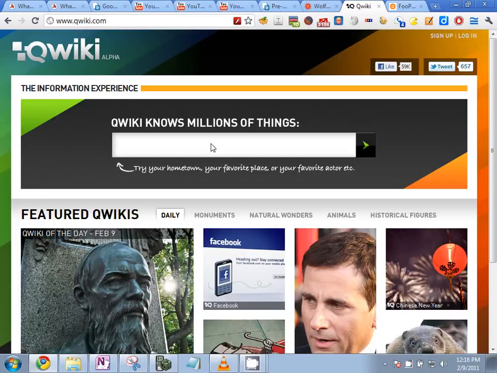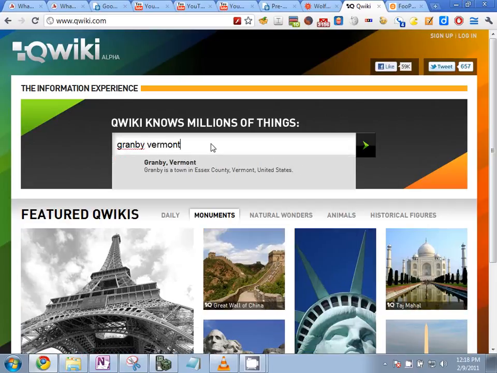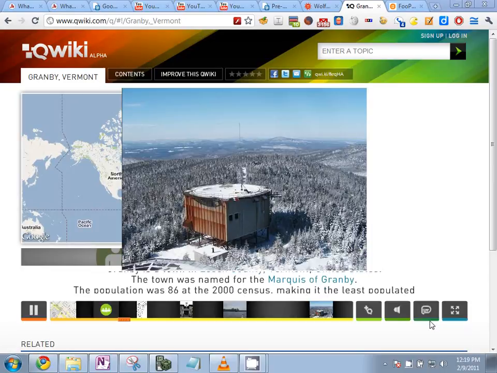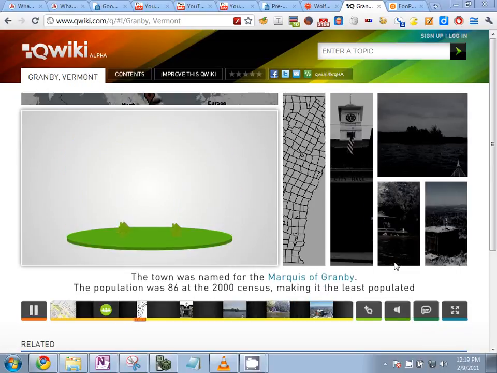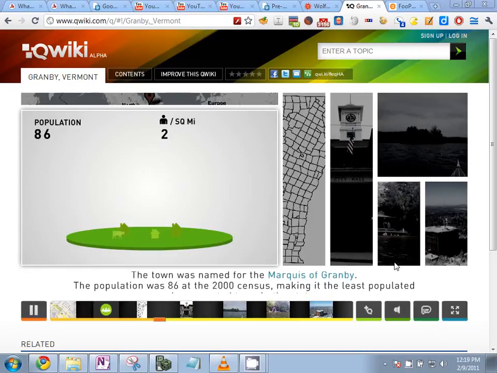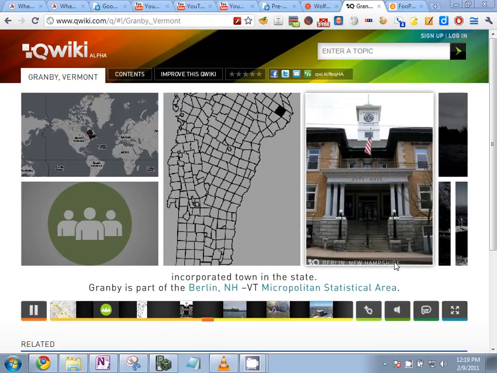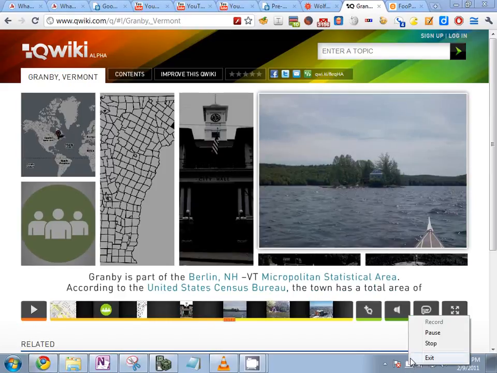Granby? Let's try it. Granby, Vermont. Let's see what it does. It pulls: the population was 86 at the 2000 census. The most populated incorporated town in the state. Granby is part of the Berlin, New Hampshire, statistical area. So do you see what it's doing? It's really intelligent. It takes the data, takes pictures, syncs them together, and then presents them in such a way that it syncs up.